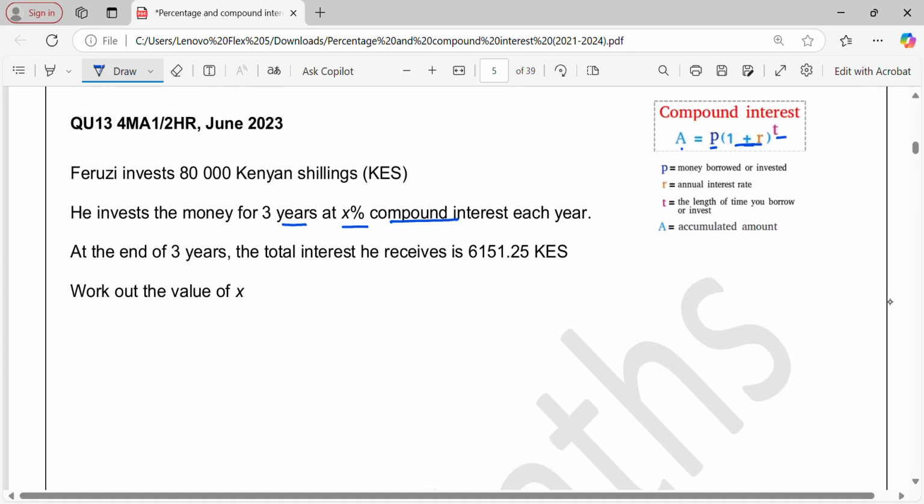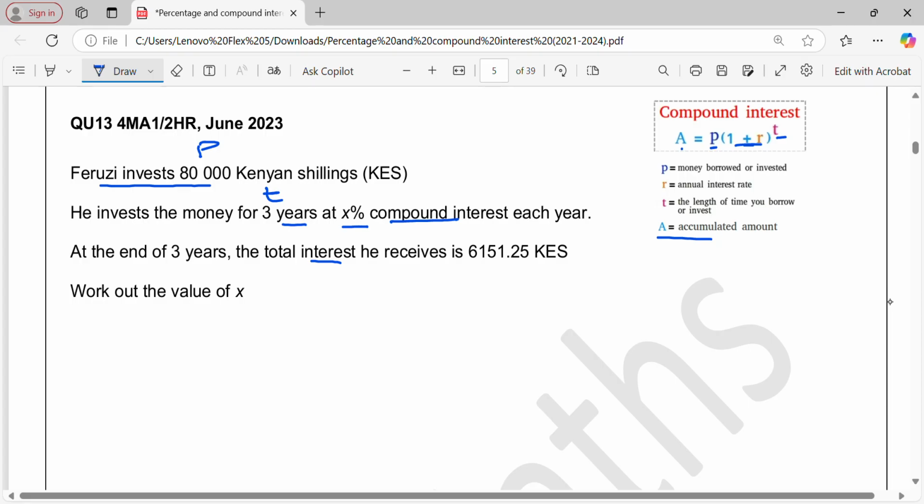Ferozi invests 80,000, so P here is 80,000, and for 3 years, T is the time, 3. The total interest he receives is 6,151. So 6,151 is the interest, not the accumulated amount. Remember that, because it says the total interest for 3 years he receives is 6,151.